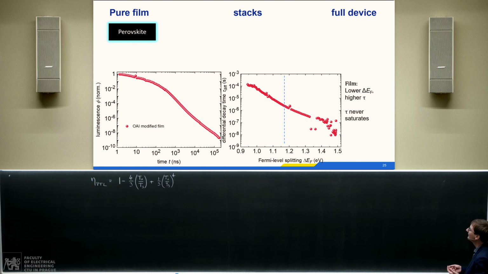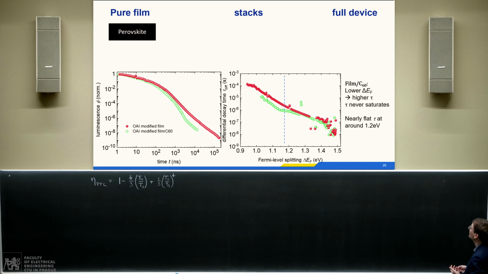Now what you will see on the left is always the decay. Here you can see the dynamic range and the time axis. So this is a long time axis: this is 1 microsecond, 10 microseconds, 100 microseconds. And on the right you see this differential decay time, and this is 100 microseconds here. Now I'll go through it quite quickly.